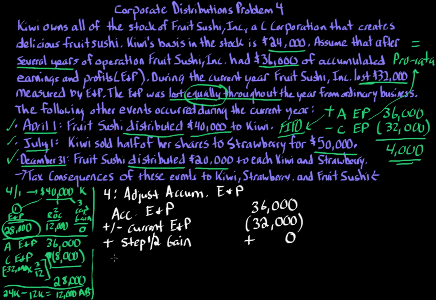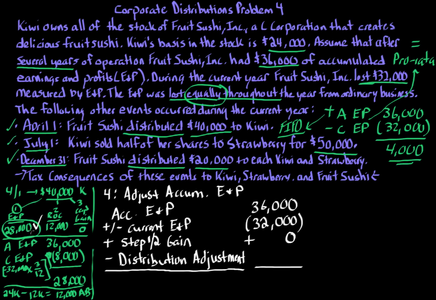Finally, the final thing, and this is where things get tricky, and you'll see this in later problems, is the distribution adjustment. The distribution adjustment is almost always what? Whatever amount from the shareholders was treated as a dividend. And that's exactly what it's going to be here. We look at all of the distributions, April 1st and December 31st. Remember that none of the distributions on December 31st to kiwi or strawberry were considered dividend. But of the April 1st, $40,000 distribution, $28,000 was considered a dividend.